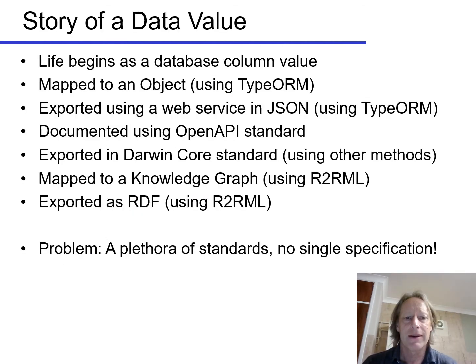In summary, the life of the scientific name within Symbiota2 is a little bit complicated. We'd like it to be a simple story, but there's a bunch of different standards involved and a bunch of different ways that the data is exported. It's specified using a TypeORM specification. It's documented using an OpenAPI standard. It's exported into Darwin Core standard that's not connected to the TypeORM specification. It's also mapped to a knowledge graph using R2RML.